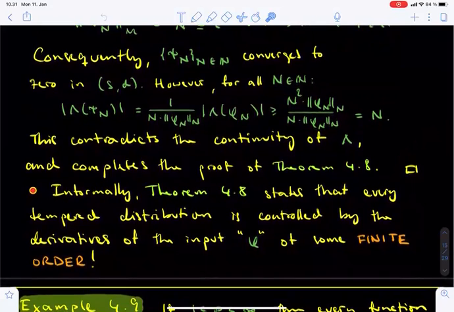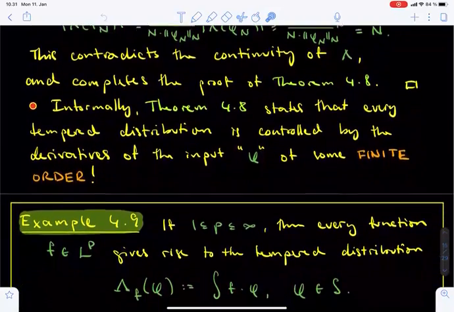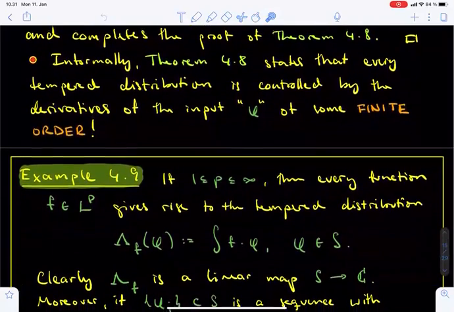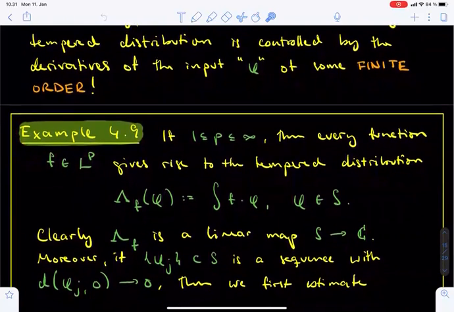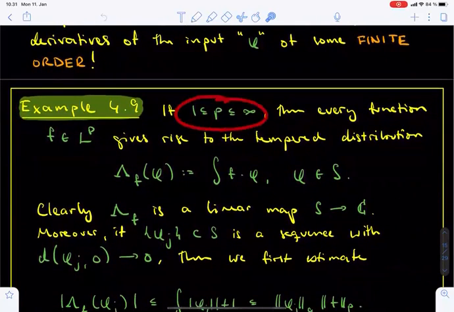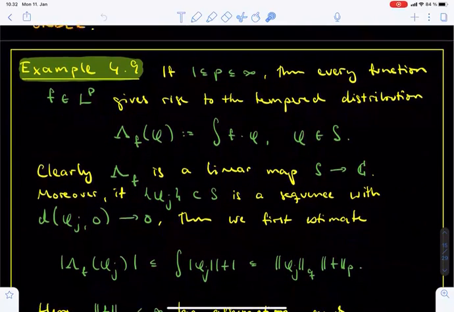Let us repeat what we already said earlier, because it is so important. By theorem 4.8, the values of a tempered distribution are controlled by the derivatives of the input function phi up to some finite order. This is not so obvious from the definition. We then move to our first example of tempered distributions, example 4.9. Let p be an exponent between 1 and infinity, and let f be an L^p function. Then f can be used to define a linear functional lambda_f, which turns out to be a tempered distribution.